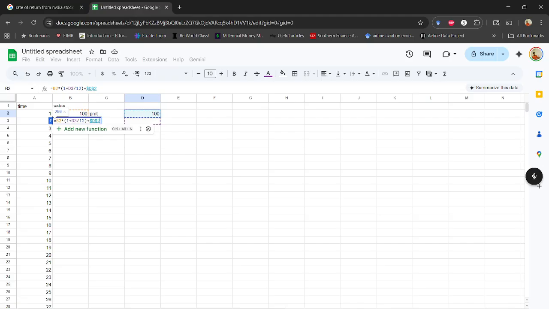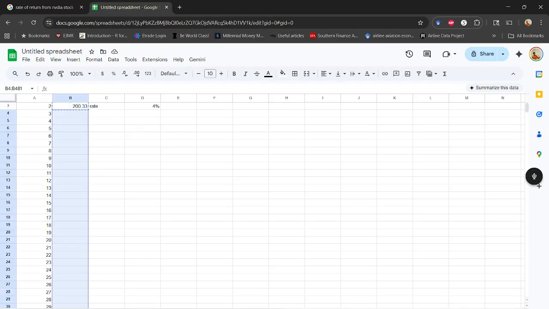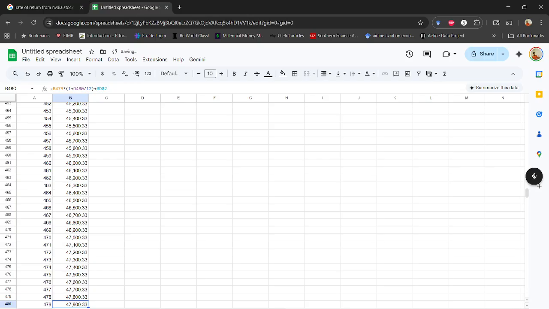So the previous amount is growing at the rate of 4%, let's say it's money market fund. And the previous principal is also being added to this value. So we had the 100 that grew to 103.33. On top of that, we added a new $100. And we keep doing this for 480 periods.